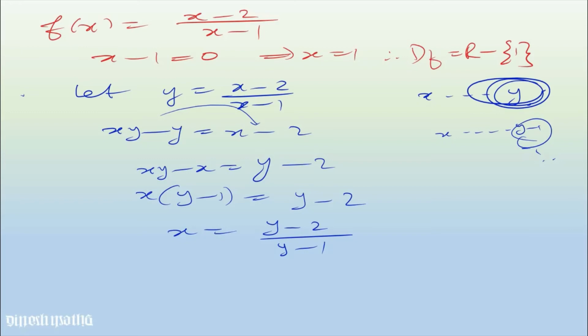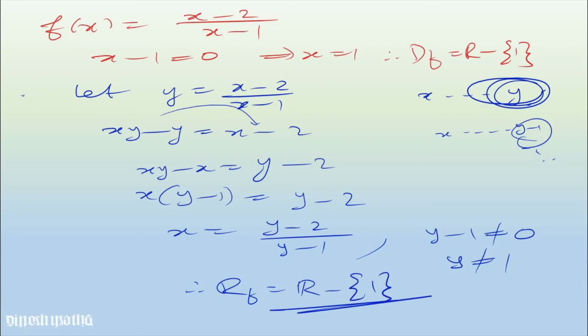Again, you have a denominator, and that says what? You have to make the denominator not equal to 0. That means y is not equal to 1. Therefore, the range will be what? All the real numbers except 1. Basically, whether it is domain or range, you need to understand that the denominator cannot be 0. Any situation where the denominator is becoming 0 must be excluded. That is your answer. So the range is R minus 1.